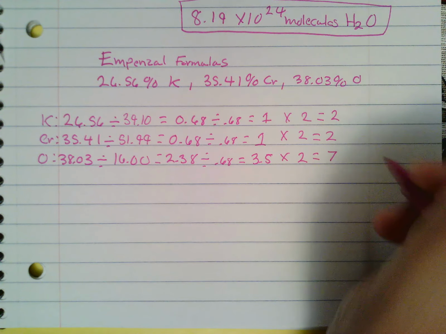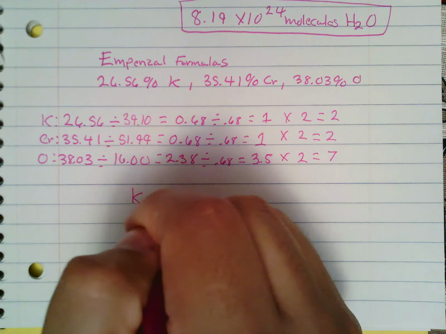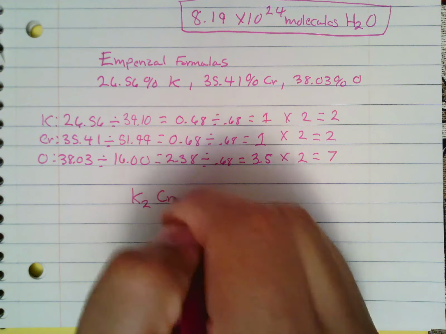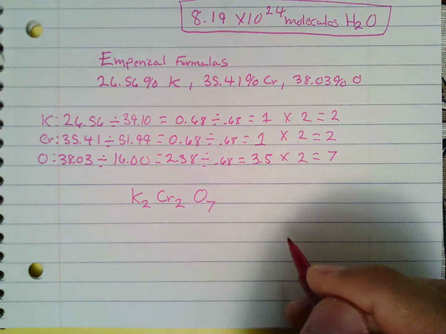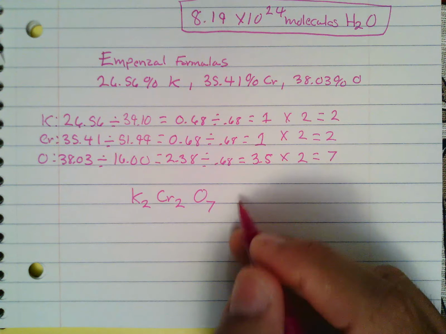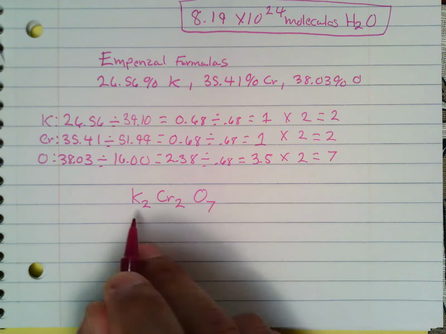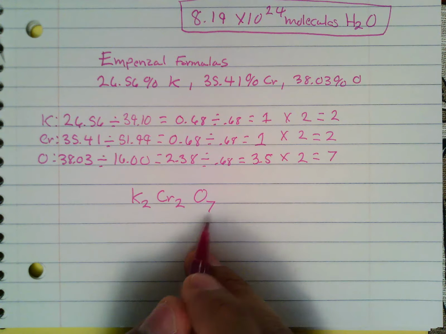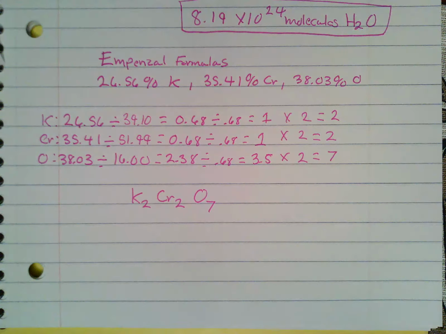So our empirical formula here is these new whole numbers. This should be K2, Cr2, O7. And remember, empirical formula is just the simplified version of this chemical. So this might be something that's actually K4, Cr4, O14, but this is the empirical formula. It's the most simple version of this. It just depends on what we're talking about, and we'll show you that in the next one for calculating molecular formulas.